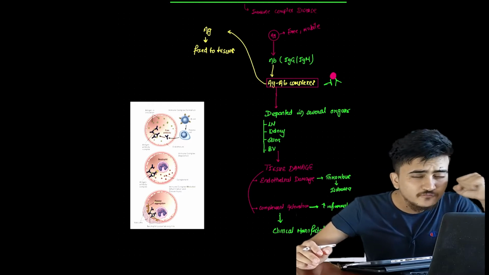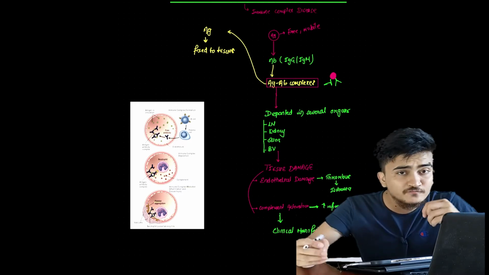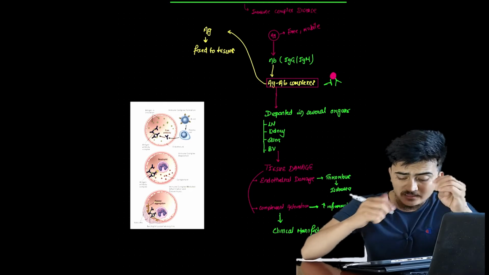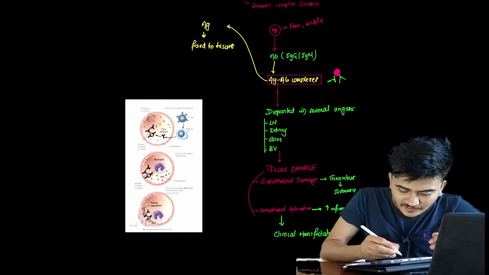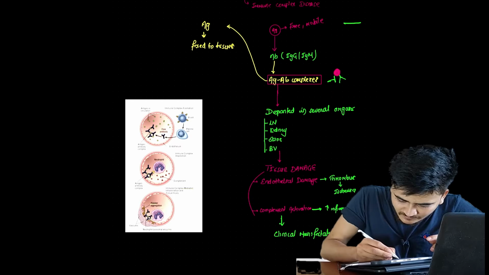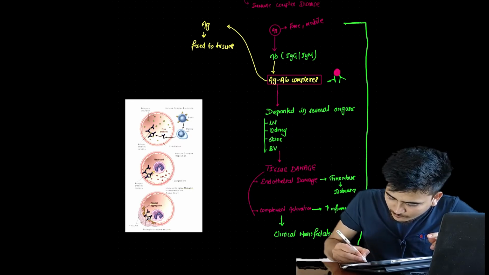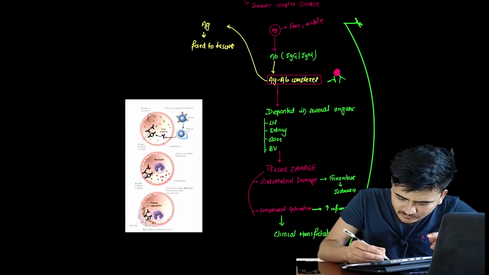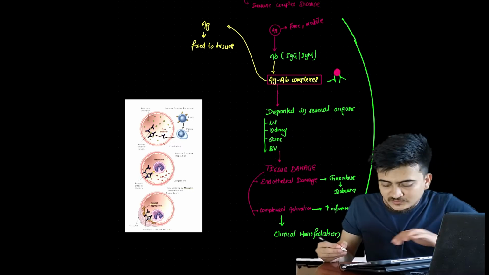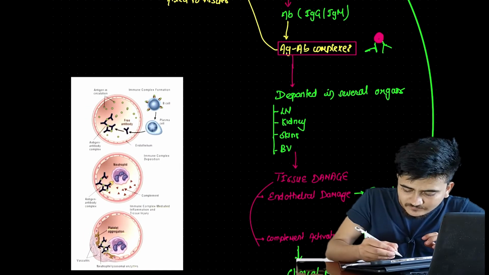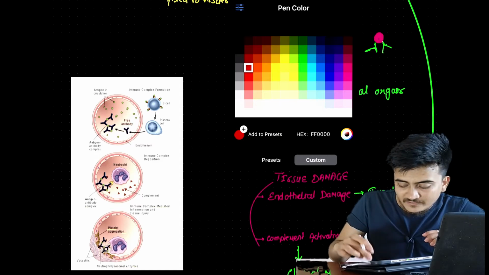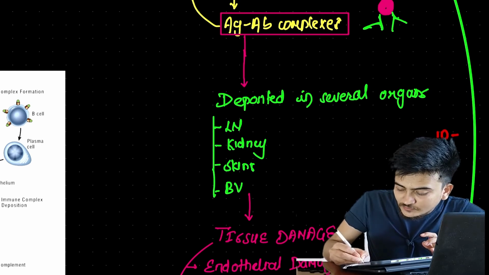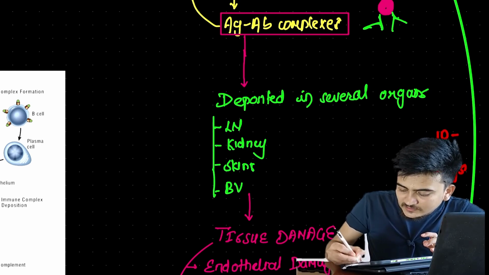Now if we want to make ourselves more clear, we need to know that in the pathogenicity of hypersensitivity type 3 reaction, there are 3 phases. This is our total pathogenicity. From the entry of antigen into the body to the clinical manifestation, it takes around 10 to 14 days.